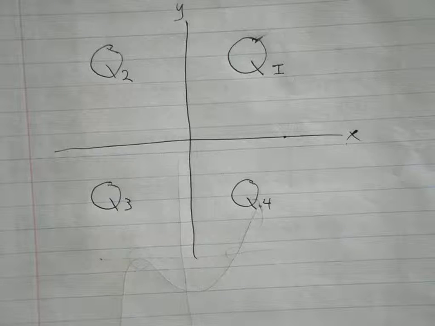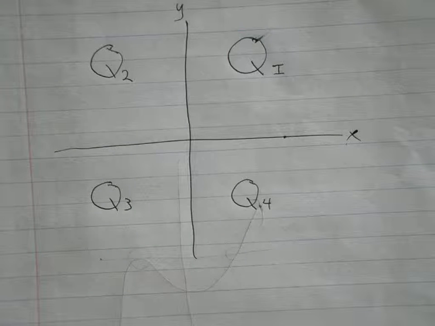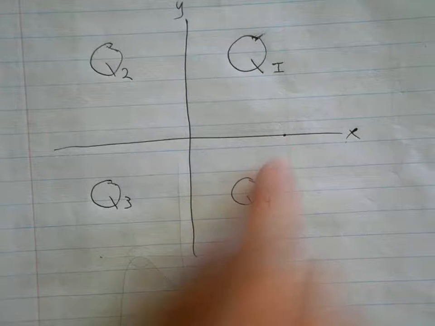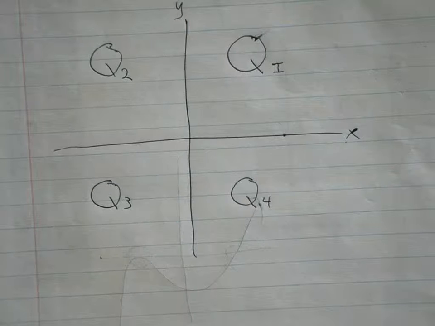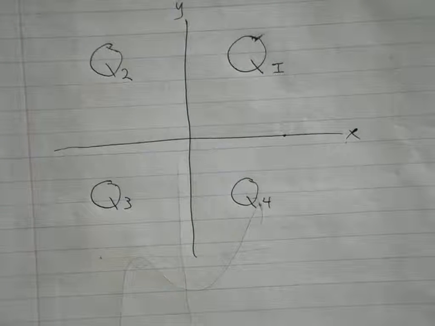I'm not going to give you a point here and say, hey, what quadrant is that in? And sit there giggling to myself. Okay? So quadrant 1, quadrant 2, quadrant 3, quadrant 4. Okay?